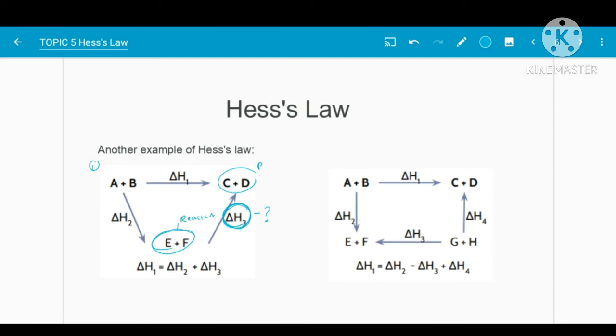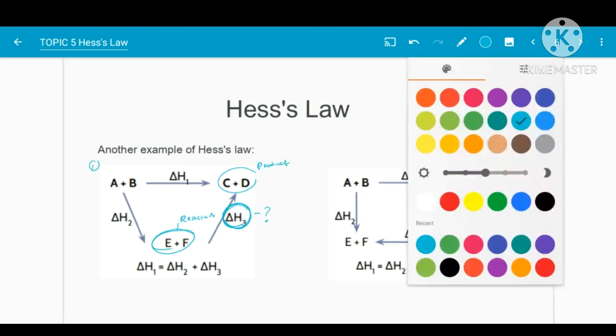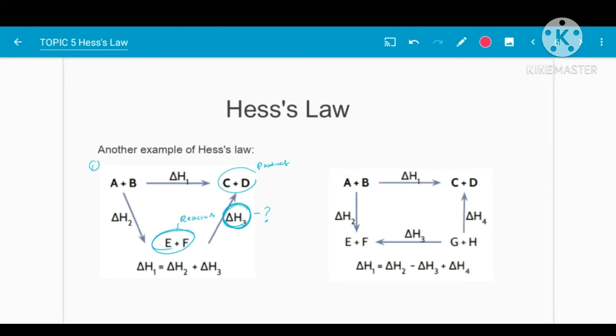Return and CD will become product. Now identify which one is route 1. Route 1 is here. This is route 1. And the flow is from return to the products. So which one is route 2?